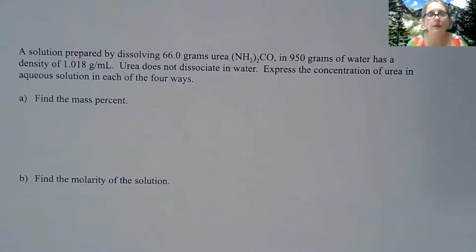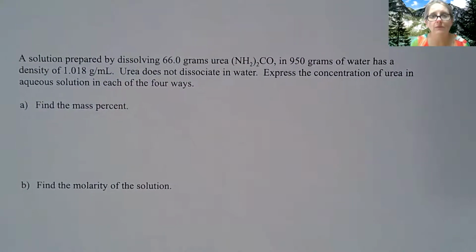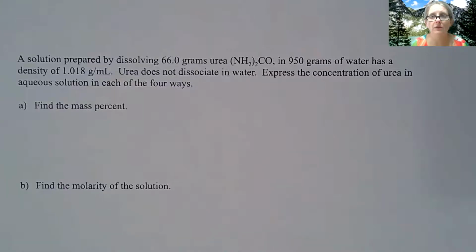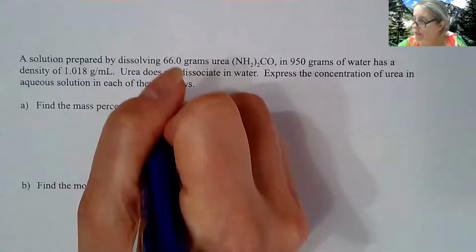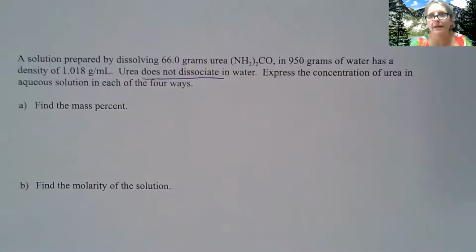So a solution prepared by dissolving 66 grams of urea in 950 grams of water has a density of 1.018 grams per milliliter. Urea does not dissociate, okay? We're going to come back to that concept. What that means is it doesn't break up. So it's really just one particle in there. Express the concentration of urea in the aqueous solution in each of the 4 ways.